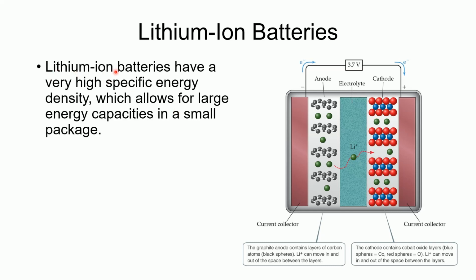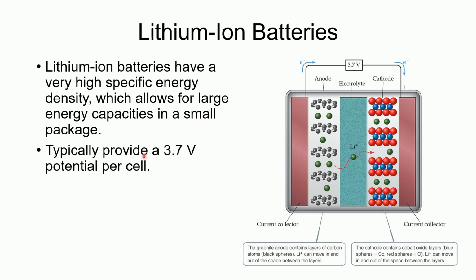So lithium-ion batteries have a high specific energy, a high specific energy density, and a high volumetric energy density. And what that means is you can get a lot of energy into a very small package. And that is what makes them so useful for electronics.